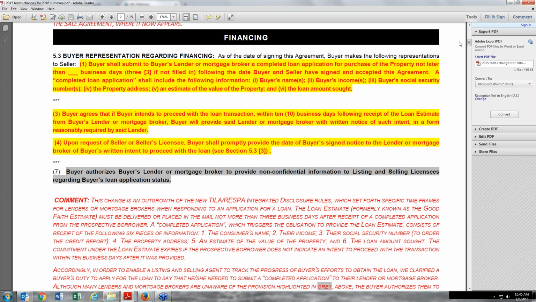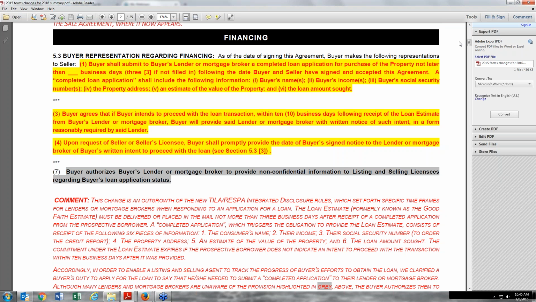And so this new rule, the TILA-RESPA Integrated Disclosure Rule, represents an integration or a combining of both of those rules together, and this relates back to the CFPB, the Consumer Finance Protection Bureau, which is a creature of Dodd-Frank.